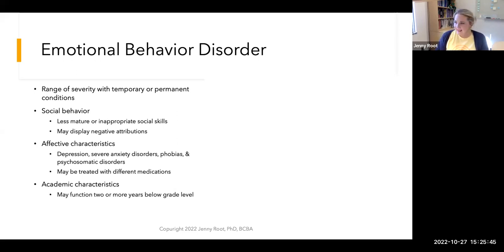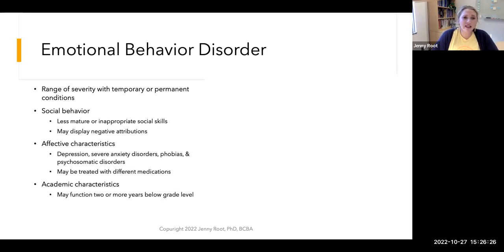So the next disability that you're commonly going to see is an emotional behavior disorder. This is extremely subjective and culturally dependent. It's a bucket, a category that we put people in, but there's a lot of heterogeneity within that. There's going to be a range of severity with either temporary or permanent conditions, right? So this could be individuals who have mental health concerns, depression, anxiety, OCD, schizophrenia, or bipolar disorder may fall in this category.